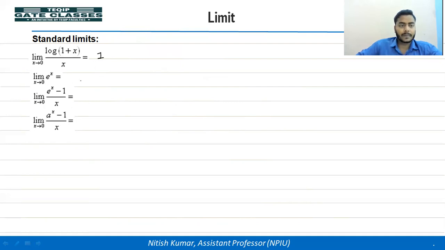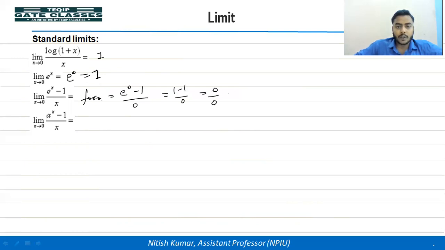Now, which form is this? e to the power 0. When you put x equal to 0, e to the power 0 means 1. Now, the form is e to the power 0 minus 1 divided by 0, that is 1 minus 1 divided by 0. We are getting the form 0 by 0, so we can apply the L'Hopital rule.